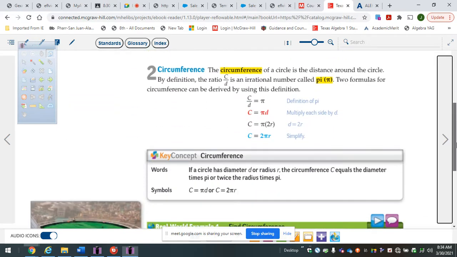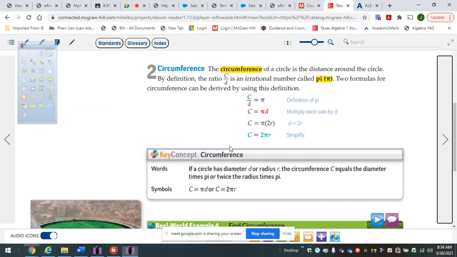And circumference. Remember, the circumference is the distance around a circle. To get the circumference, it's pi times your diameter, because the diameter goes around the circle 3.14 times. How many times does the diameter go around the circle? 3.14 times, pi times. So there it is. The circumference equals pi times diameter.